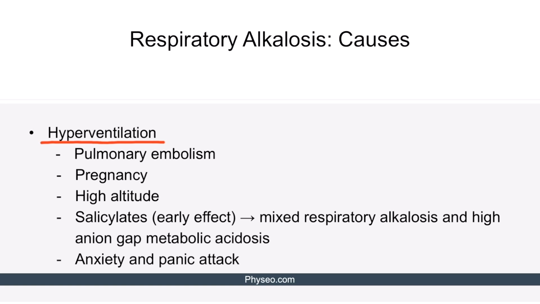High altitude is a common cause of respiratory alkalosis. Relative oxygen deficiency at high altitude stimulates peripheral chemoreceptors, and the patient starts hyperventilating. Hyperventilation eliminates excessive carbon dioxide.